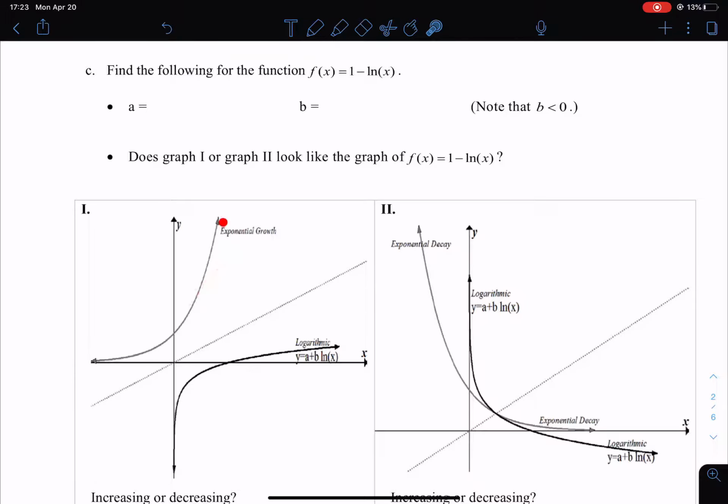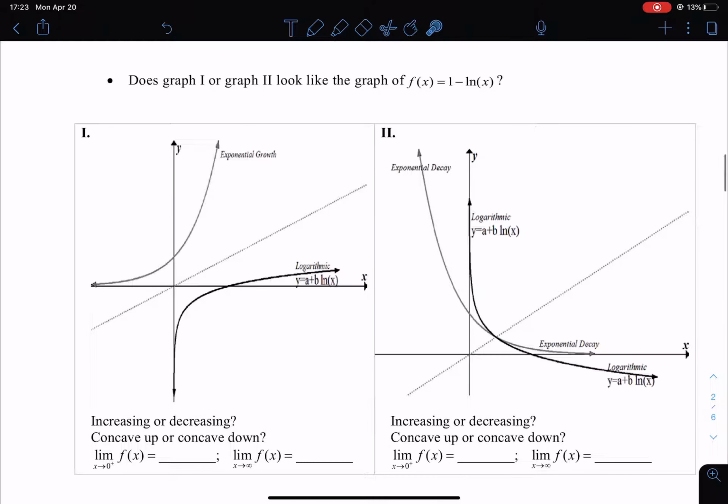But you can see the exponential function and the logarithmic function are inverse functions, and inverse functions are symmetric over y equals x. This is the first case, when the exponential function's coefficient is positive. This is the corresponding logarithmic function. You can see they are symmetric, and they look like this.